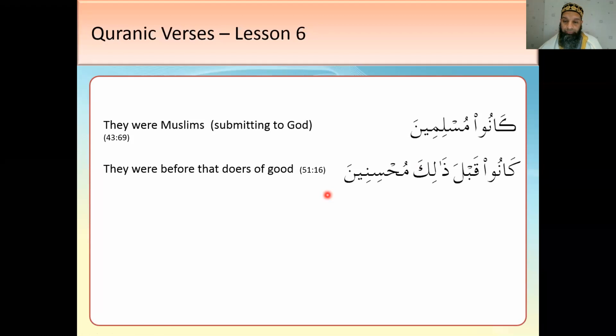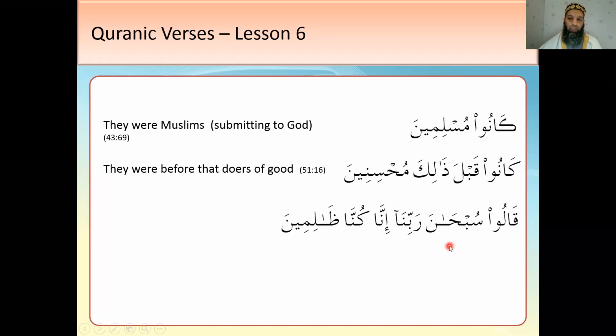Right, so they were, before that, muhsinin, doers of good. Muhsinin means doers of good. Right? Qalu, again, look, how many times qala and kana verbs are coming? They're coming all over. Qalu, they all said. Subhana, glory. Rabbina, our Lord. Glory be to our Lord.